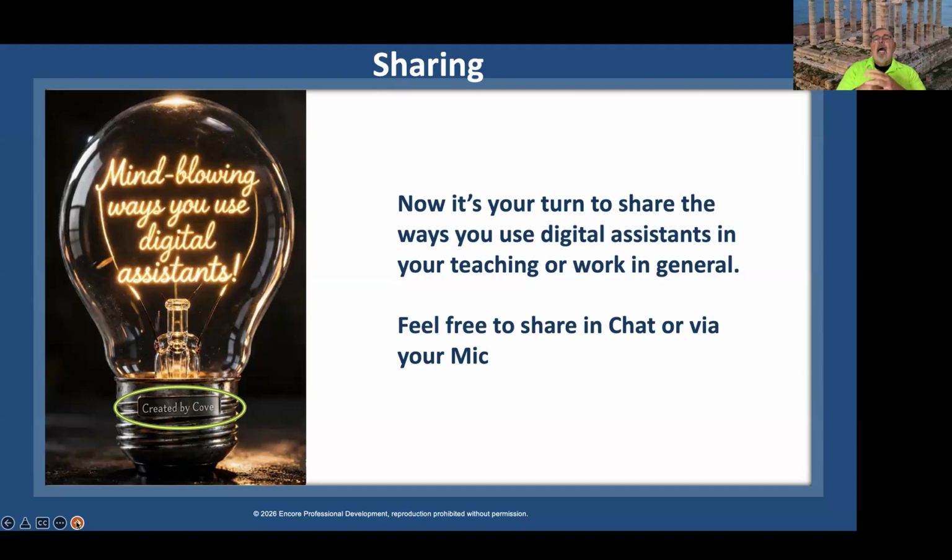How are you using it? How are you building the trust? And what are some of the things that you're doing that you're finding out that digital assistants have grown and have helped you to do much better in your work, whether it's developing courses, designing the actual activities, or the ways that you could spend time with students. So let's share that either in chat, or if you're willing to jump on your mic, feel free to do so.